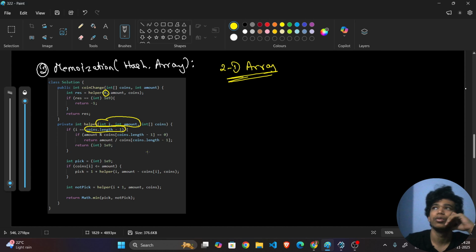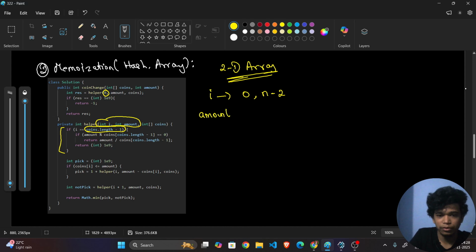So I can tell you my I is going to be from 0 up to the last index before the base index, which means my I value will be from 0 up to n minus 2. If it reaches n minus 1, then automatically it enters this base condition, right? So I want to go up to n minus 2. Similarly for amount, where will it start and end? It will start from amount, and it will end at 0.